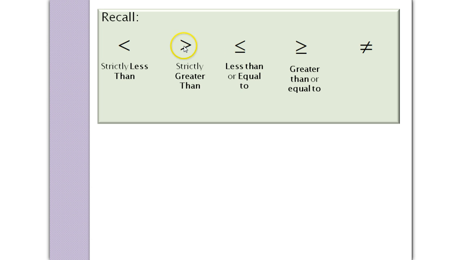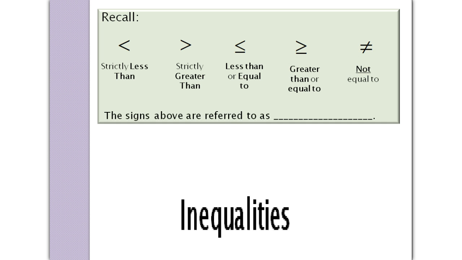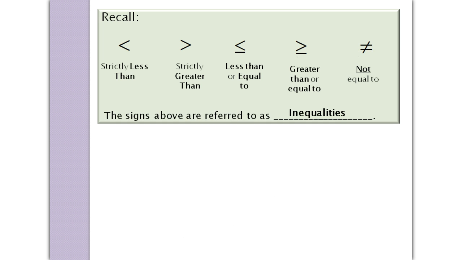Less than or equal to and strictly less than mean 2 very different things. Same thing with strictly greater than and greater than or equal to. They mean 2 very different things. And this last symbol you may or may not have seen before. That's just a not equal to sign. Okay? Those 5 symbols above represent what we call inequalities. So anytime you see an expression that contains one of these signs, that is not an equation, that's an inequality.